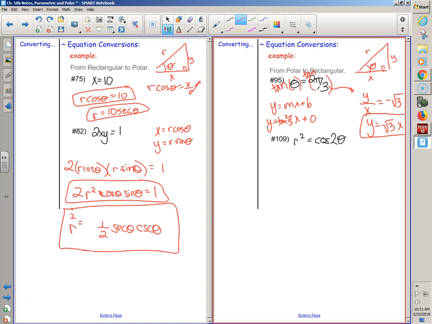Now I'm just giving you a warning, somewhere around the 100s, which is pretty close to the end of your homework. But this is probably one of the hardest types of problems you might come across: not just cosine of theta, not just sine of theta, but cosine of 2 theta.